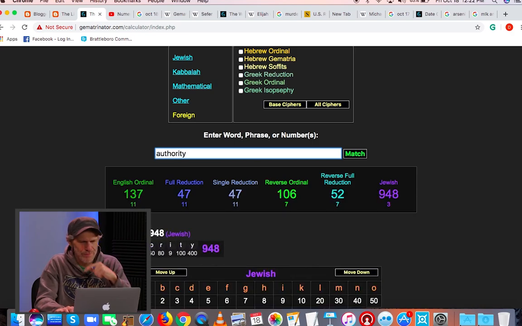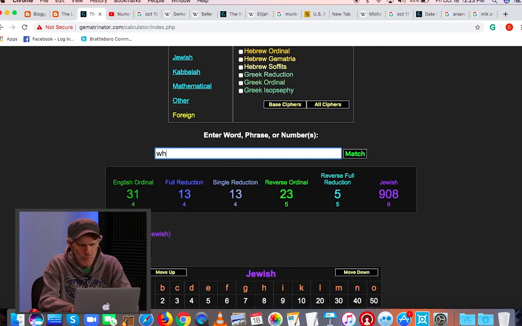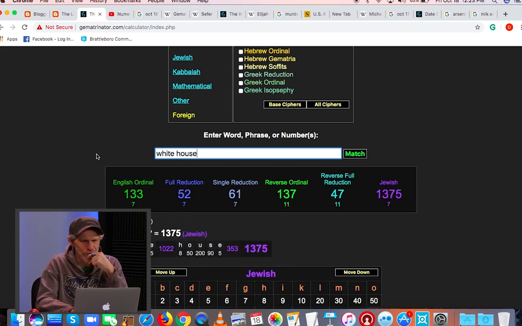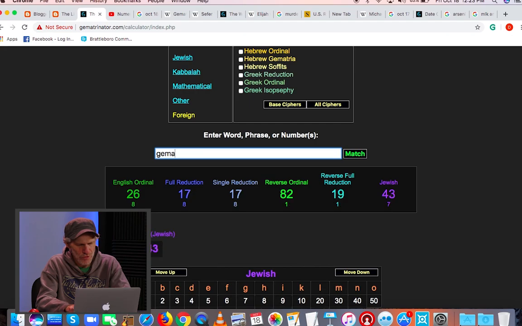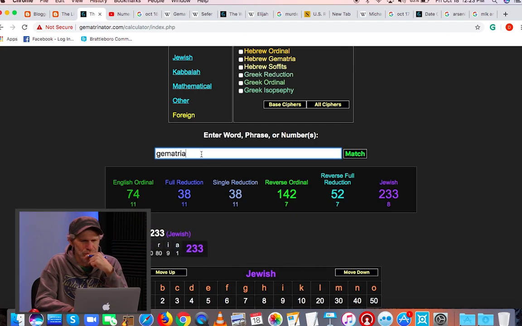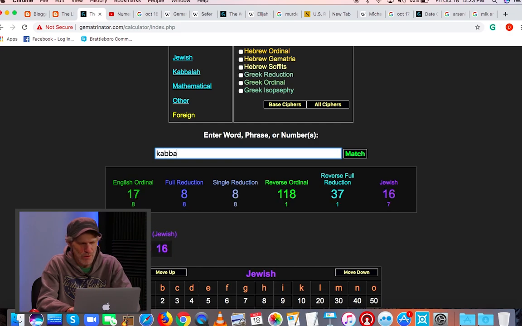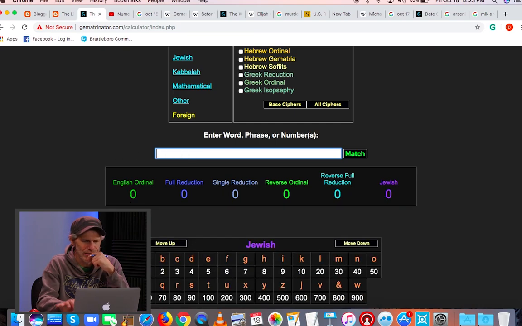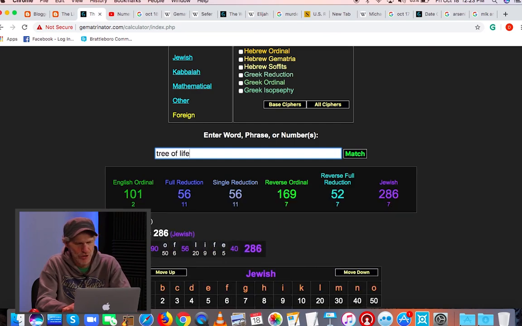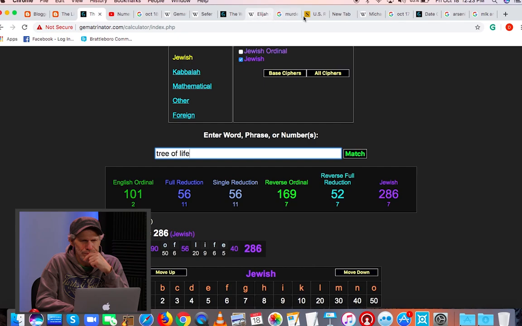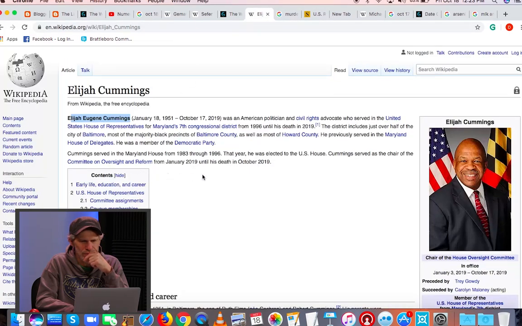Exercising his authority. 52. Also these same numbers here. White House. 52. See a lot of the same numbers? And what is this? This is Gematria, Gematria 52. From Kabbalah, 52. How many weeks are there in a year? 52, right? Representation of the tree of life, 52. So, rest in peace to Elijah Cummings.